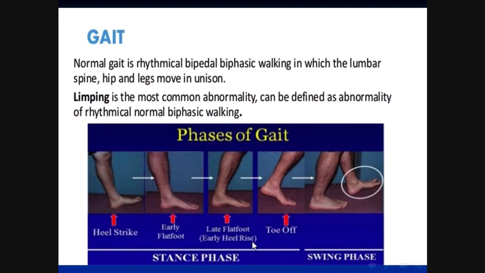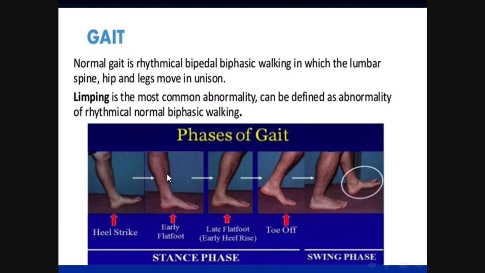This is the stance phase and the swinging phase. The stance phase, we can divide it into four steps. First of all, when the heel touches the ground, it's called the heel strike. And early flat foot, and then late flat foot, and lastly the toe off. And then the second phase called the swinging phase, when the other foot goes forward. Any disturbance in this gait is regarded as abnormal gait.